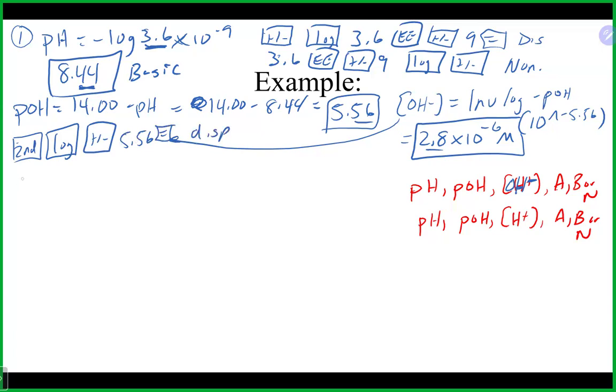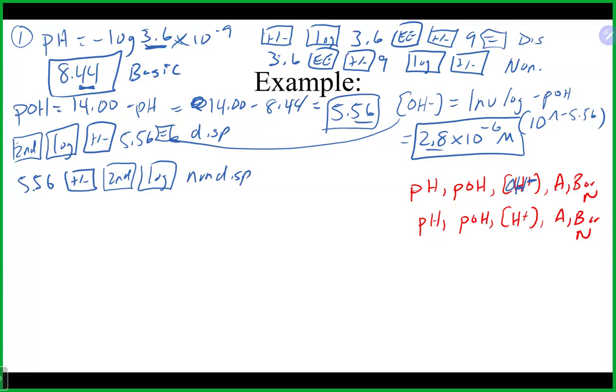For non-display, you're going to start with the 5.56. You're then going to make it negative by hitting the negative button. You then will hit your second or shift button and your log button. And you should end up with the right answer in that case. Any questions on any of those there?